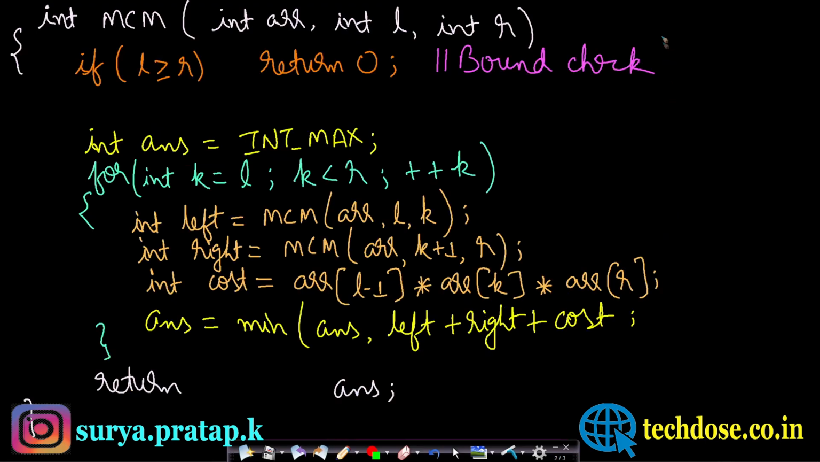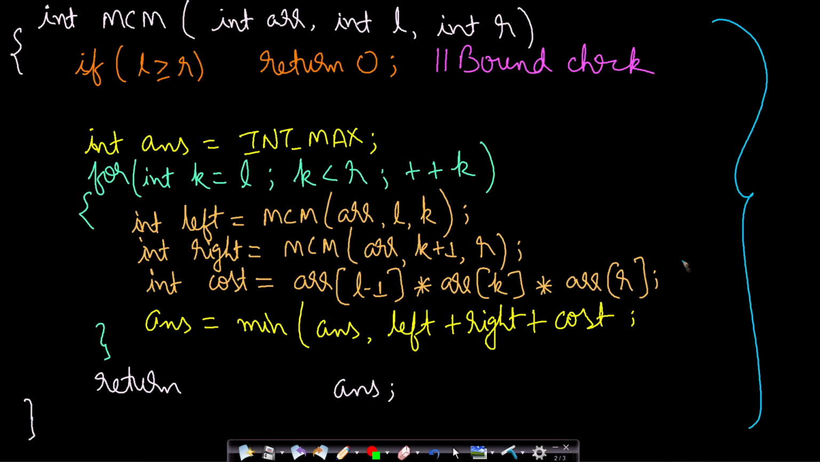Now I have already shown in my previous video that this will be the recursive code for solving the MCM problem. This is an exponential time complexity algorithm if you solve it by using pure recursion. Let us now see how we optimize this recursive approach.